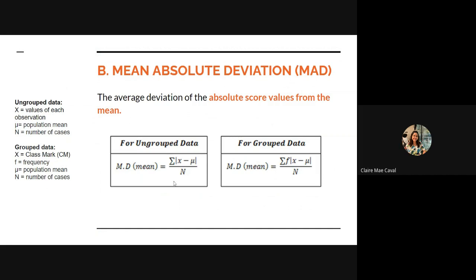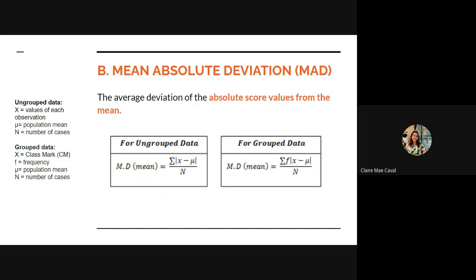mean absolute deviation. If sample mean absolute deviation is asked, instead of mu na x bar ito, x bar is equal to your sample mean. So x bar to. And this one, instead of capital N, this is small letter n, which represents number of cases or the sample size. The same way of solving, but the symbols are different. Okay, you just have to write the symbols properly, the correct formula, especially it's strict si teacher.